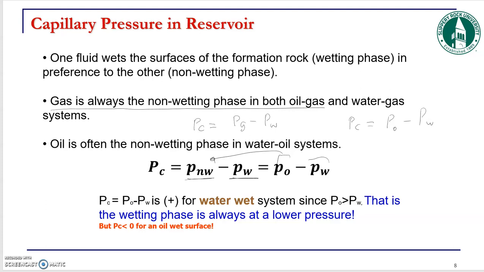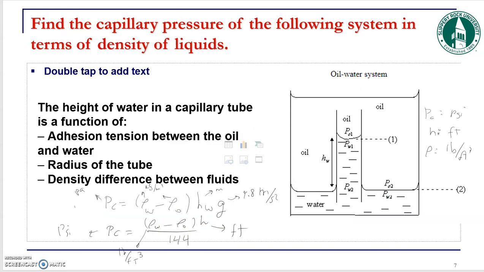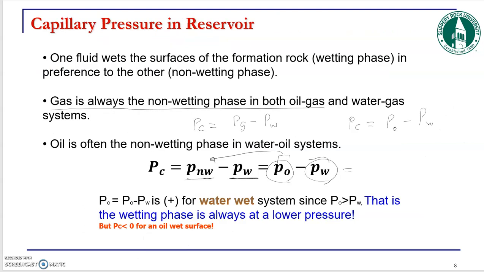Hello everyone. So we talked about the capillary pressure in reservoir, and we mentioned that most of the reservoirs are water wet. So if we want to define the capillary pressure, then the capillary pressure is equal to the pressure of oil minus the pressure of water. And from what we had in the previous slides, the equation for capillary pressure was the density difference of oil and water multiplied by H divided by 144 if we have these two phases present, right?